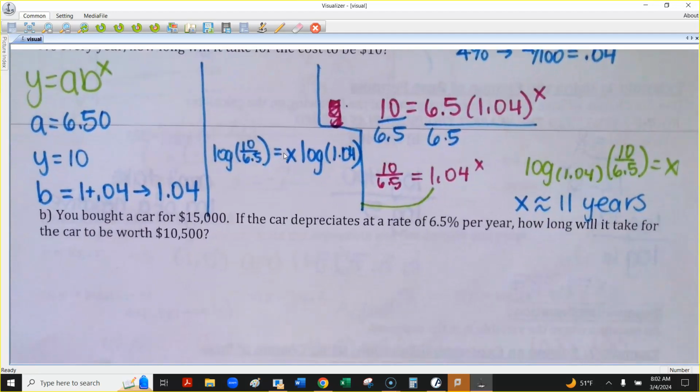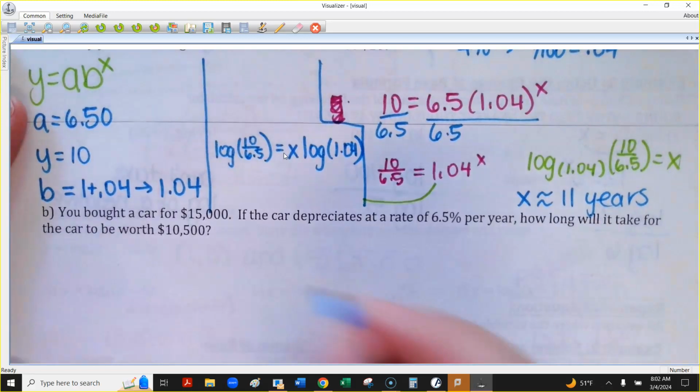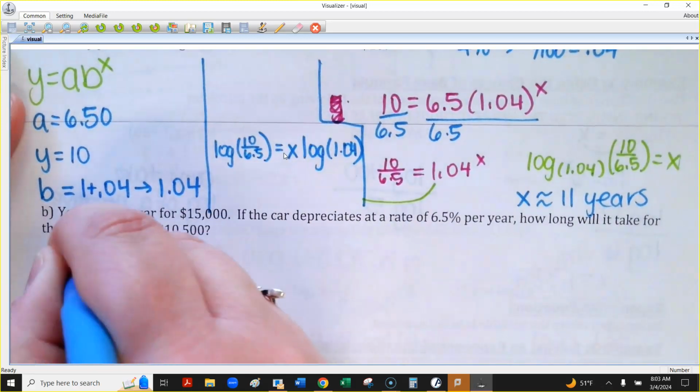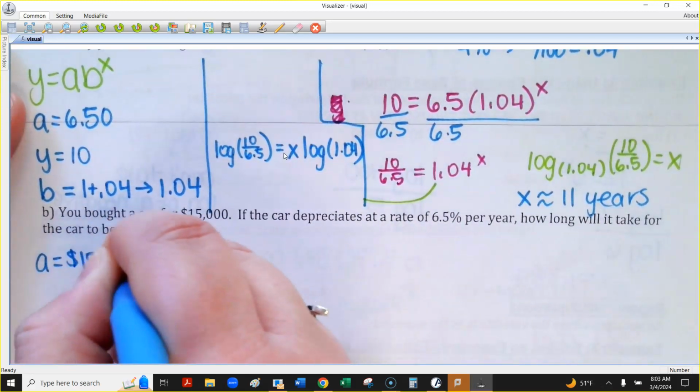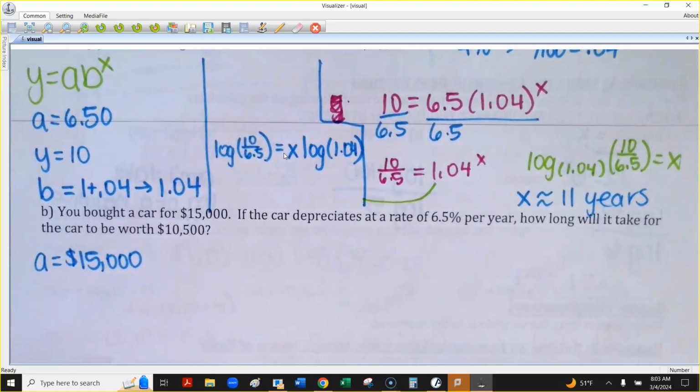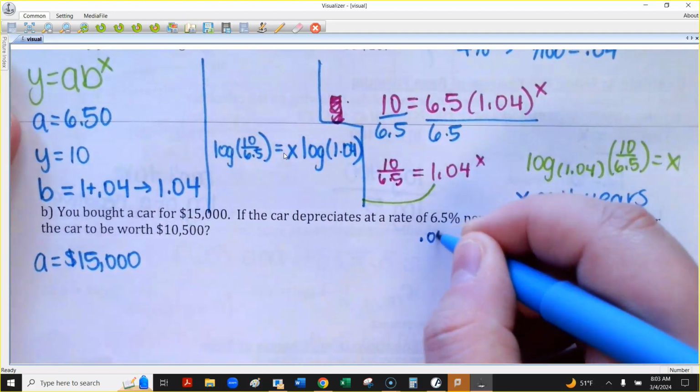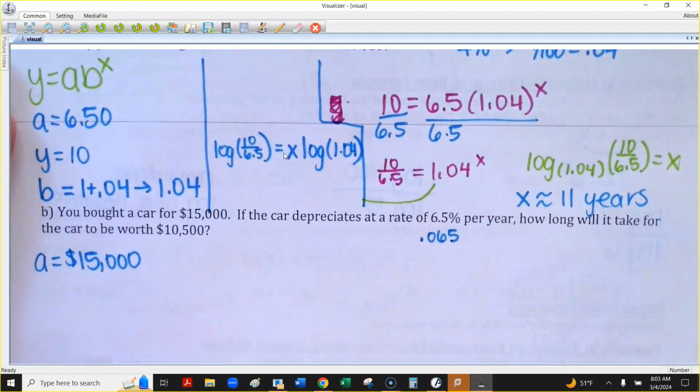Okay. This one says you bought a car for $15,000, so that's going to be my initial amount for A. Depreciates means I'm going down in value, right? So divide the rate by 100, and it should be 0.065. And how long will it take the car to be worth $10,500?